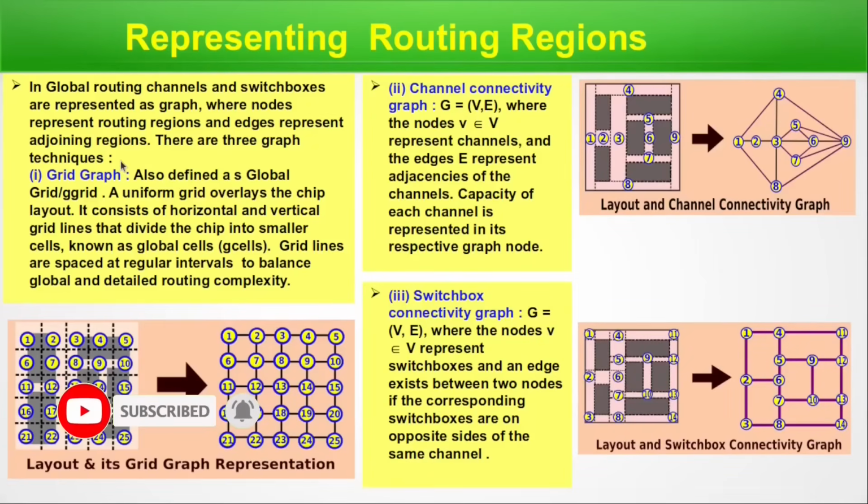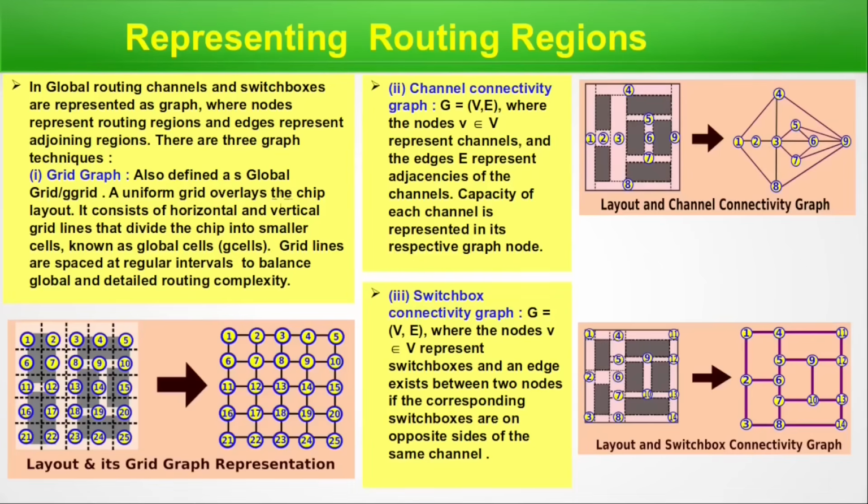Representing routing regions. In global routing, channels and switchboxes are represented as a graph, where nodes represent routing regions and edges represent adjoining regions. There are three graph techniques. One is the grid graph, second is the channel connectivity graph, third is the switchbox connectivity graph. So this is the layout and its grid graph representation. It's divided into equal grids and each grid cell is numbered 1, 2, 3, 4, 5 like that. It is also defined as the global grid or G grid.